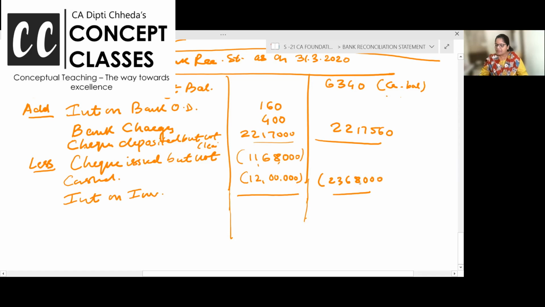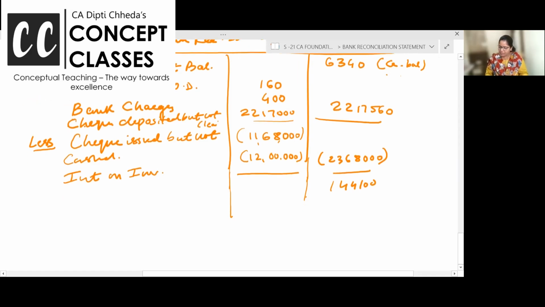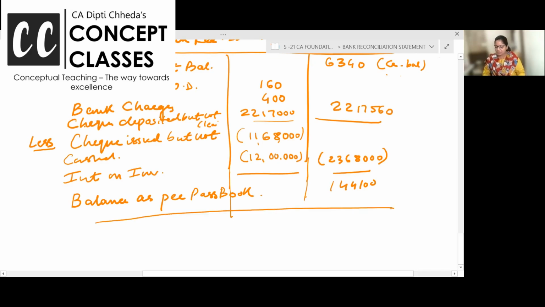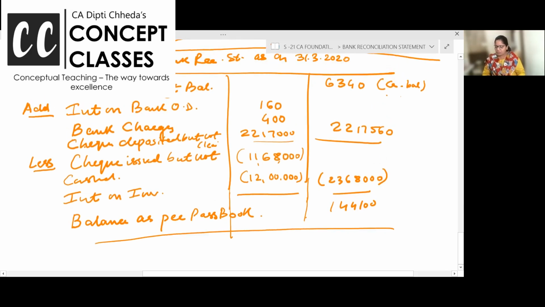23 lakh, 68,000. So 1,44,100. कैश बुक ओवरड्राफ्ट में ऐड और लेस करने के बाद balance as per passbook. See, sometimes they give you the balance as per passbook, so you know you are able to do it अच्छे से, but अब इसमें तो नहीं है. So this is cash book overdraft credit. Then if you add and then if you less, you get this answer as passbook 144,100.